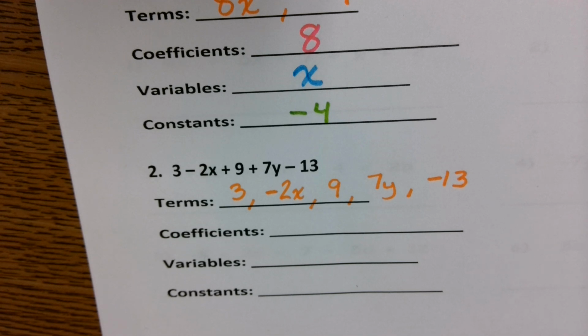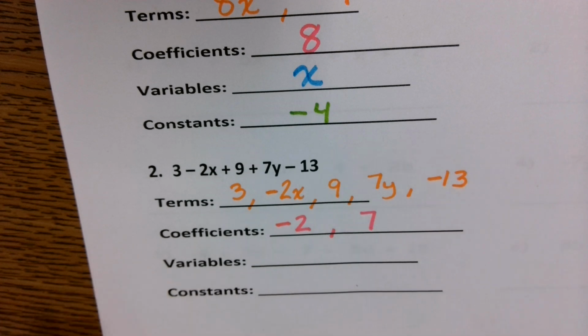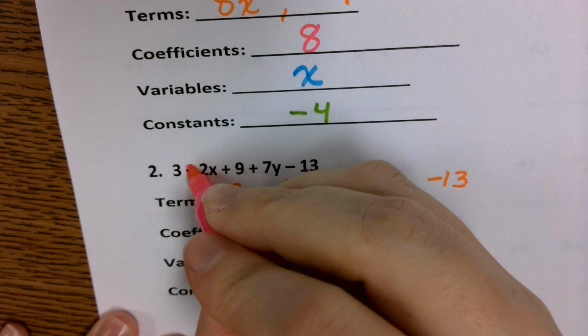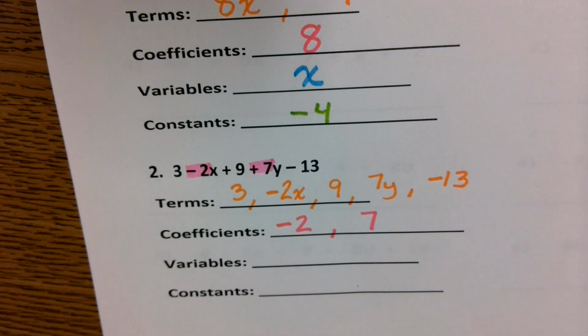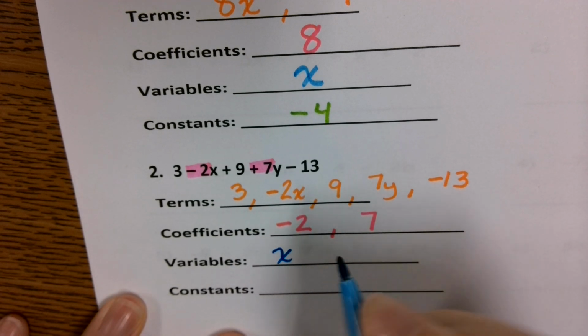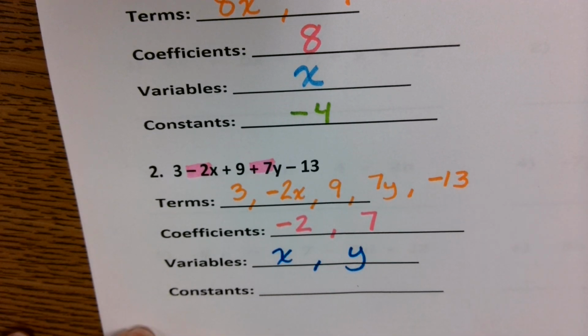Our coefficients. What are the coefficients going to be? Negative 2 and a positive 7. Remember, don't put x. Don't say negative 2x. X is not a coefficient. X is the variable. The coefficient is what's in front of the variable. So negative 2 is the coefficient. 7, a positive 7, is also a coefficient. So what were the variables then? X and y, right? We had the x and the y. Those are our variables.